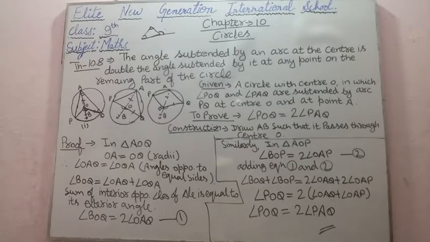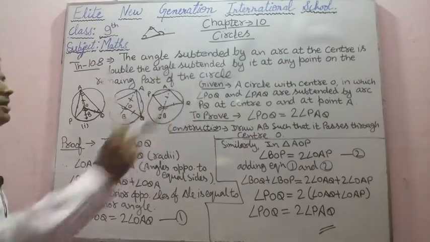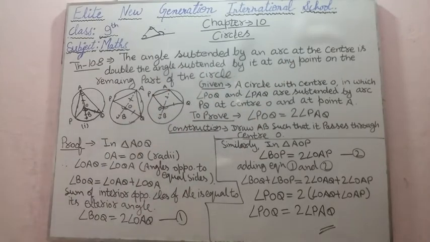So in this theorem, the angle subtended by an arc at the center is double the angle subtended by it at any point on the remaining part of the circle. It is a very important theorem. In this way we can prove this theorem. Now after this, see the next theorem.